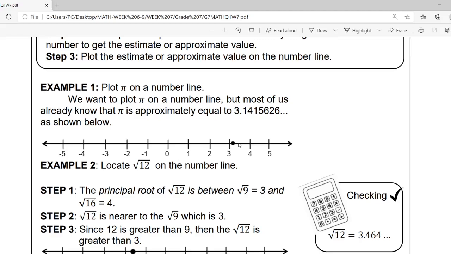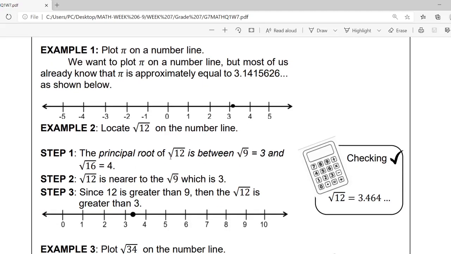Okay. Next, locate. By the way, here, half of this is 3.5. The next half, 1/4, is 3.25. Half of 3.25 is 3.12. So 3.125, and that is somewhere here. Okay, yeah.